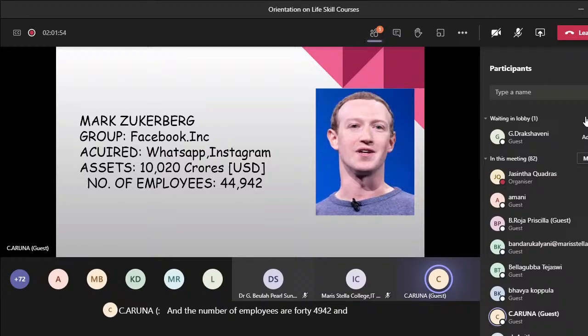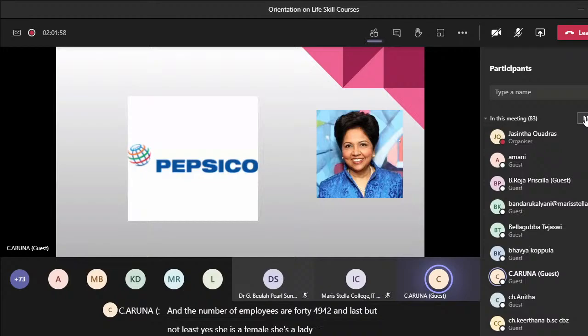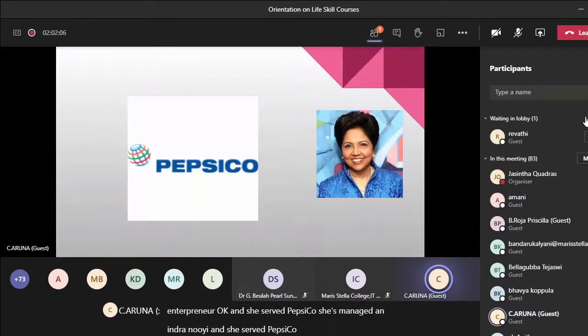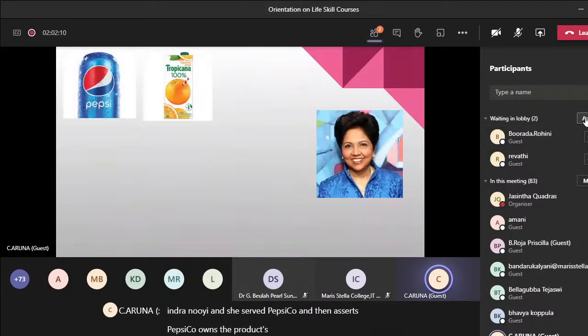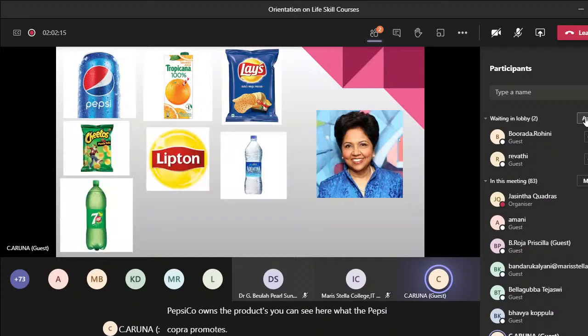And last but not least, yes, she is a female, she is a lady, she is a woman entrepreneur. Okay, and she served PepsiCo. She's none else than Indra Nooyi, and she served PepsiCo. And the assets PepsiCo owns, the products you can see here, what PepsiCo promotes or produces. Yes, these are the products which we use daily.